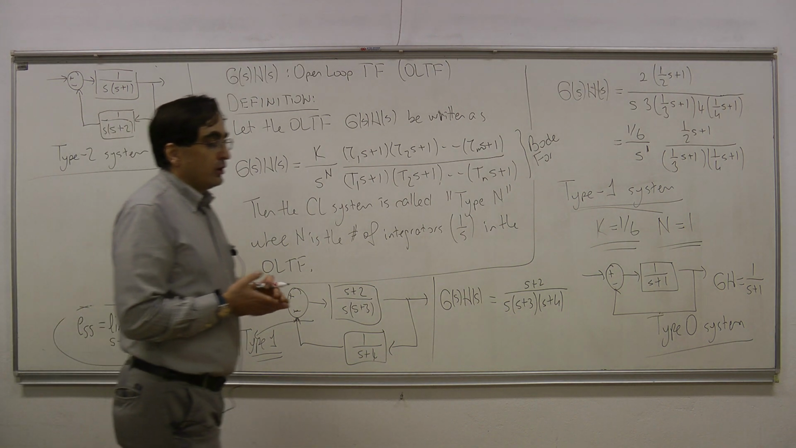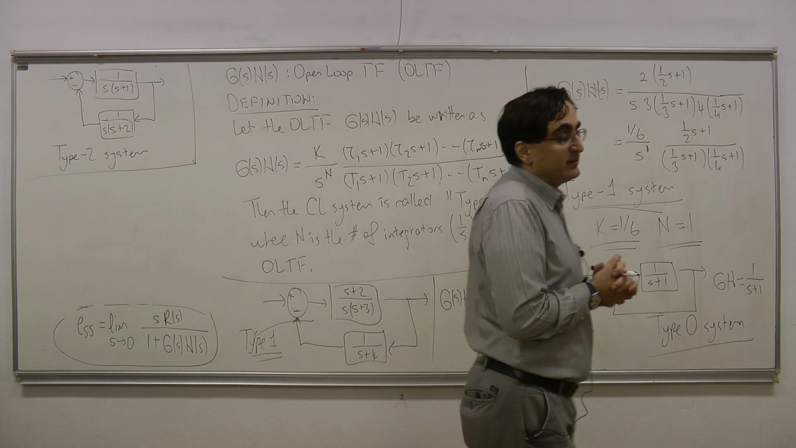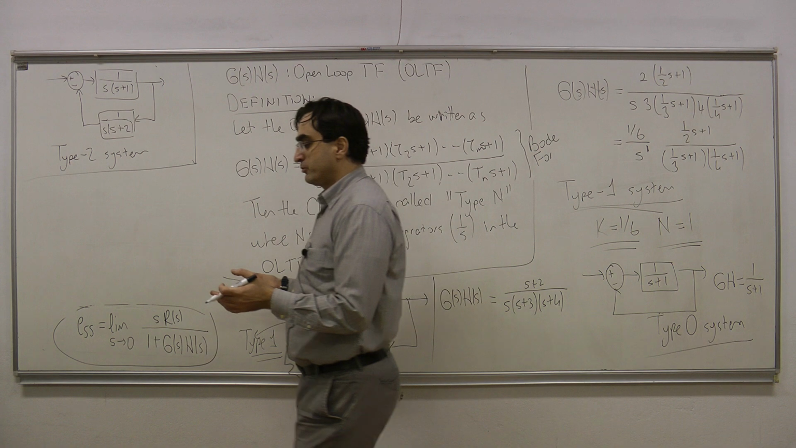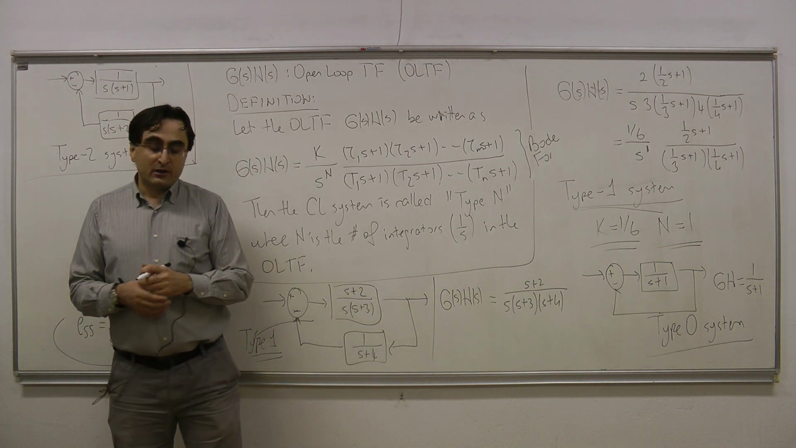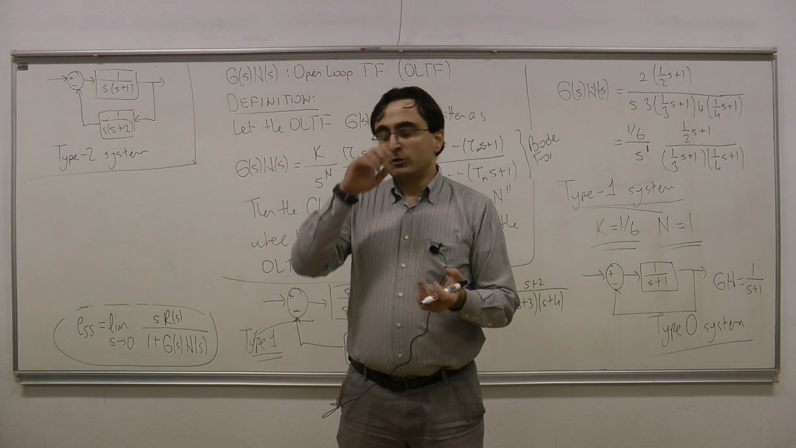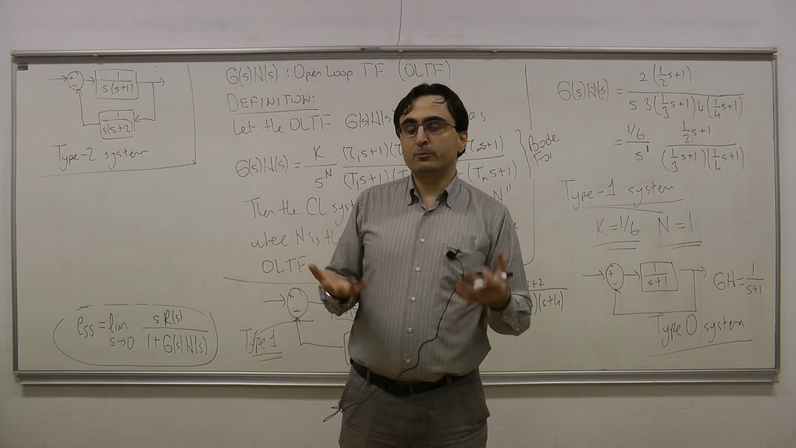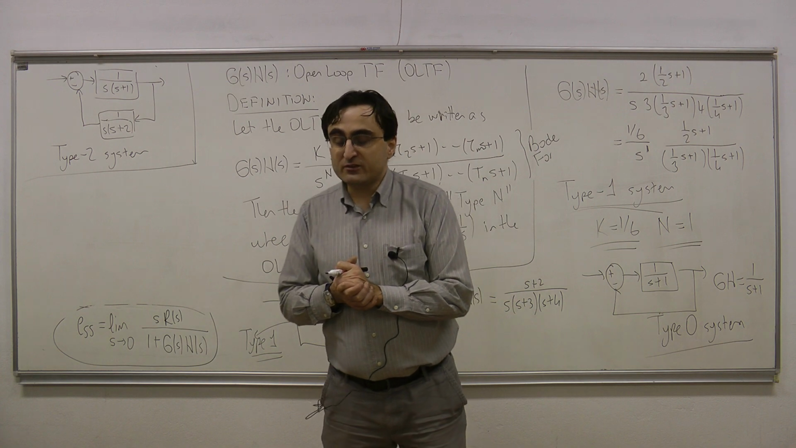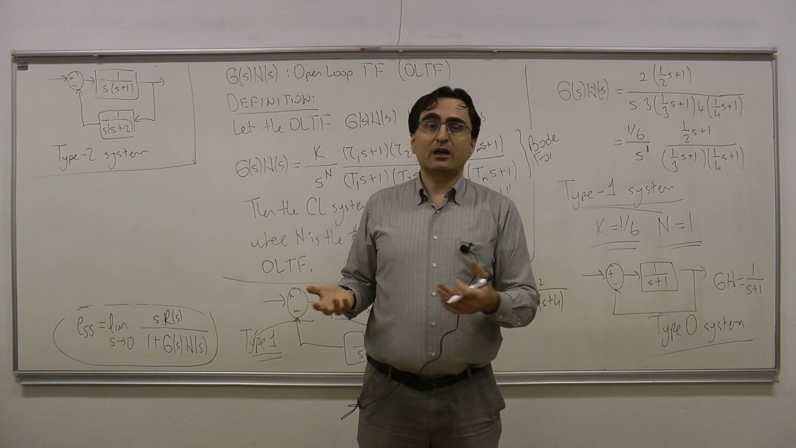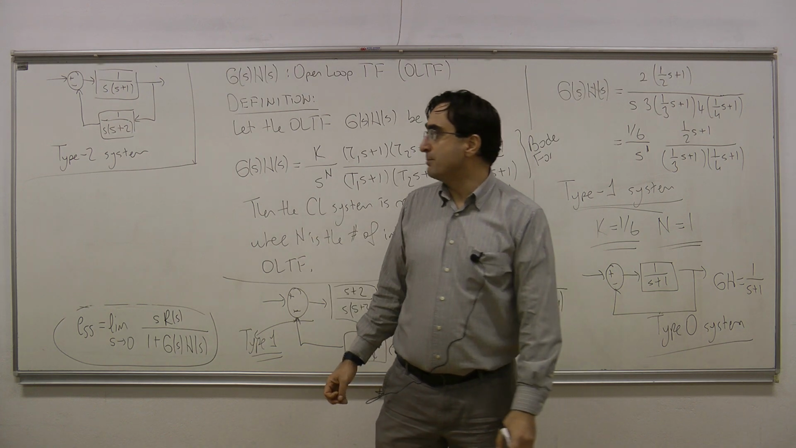Now we are going to actually consider the steady-state errors of systems to different simple inputs. Like what would be the steady-state error of a type 0 system to unit step input? Or what would be the steady-state error of a type 1 or type 2 system to a unit step input or to a unit ramp input?